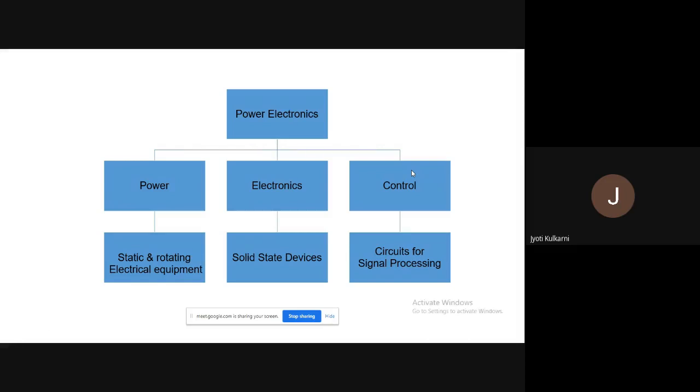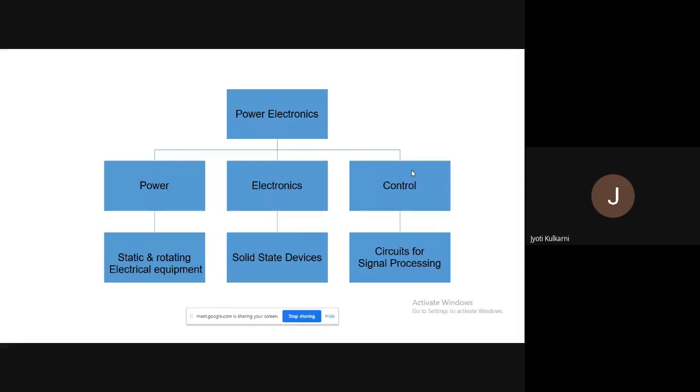Another field is signals and systems. Sridhar sir, Raghunde sir may have taken your signals and systems. You do not have the subject yet, but signals and systems is also one of the areas used to control the on and off switching of the devices.